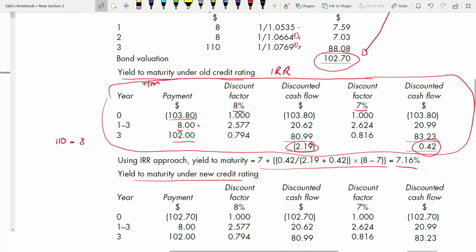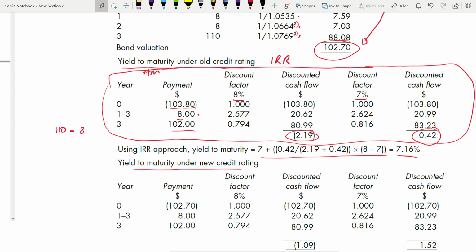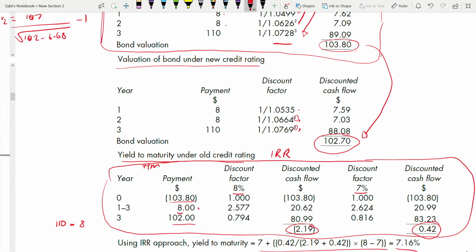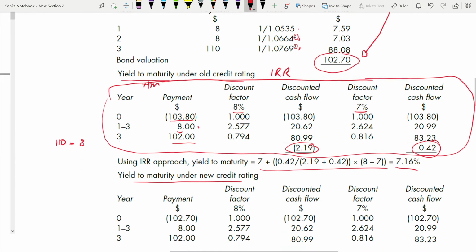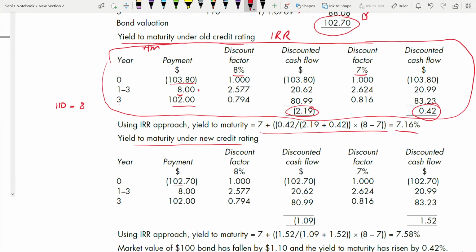Now coming to the new credit rating. So the new credit rating, bond value using the new yield, 102.7. It is the valuation of the bond under the new credit rating. So that will be 4 years, 0. Same way as we did for the old credit rating. Here it will be 8 only. Here it will be 102. There will be no change in that. Discount factor is 8 only.